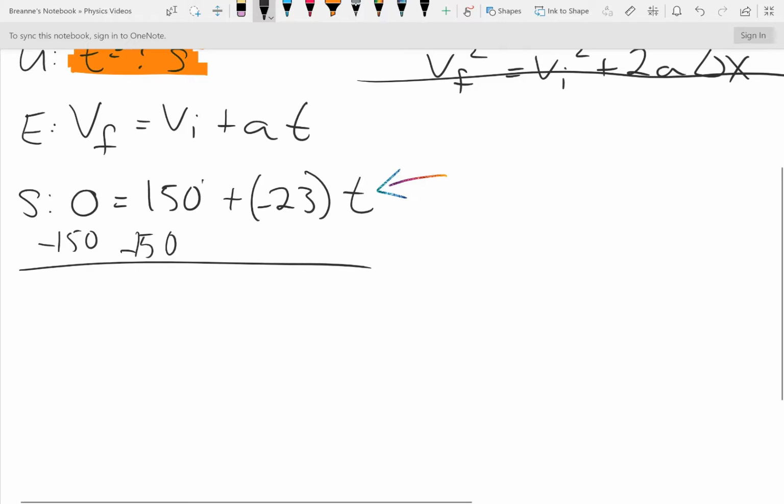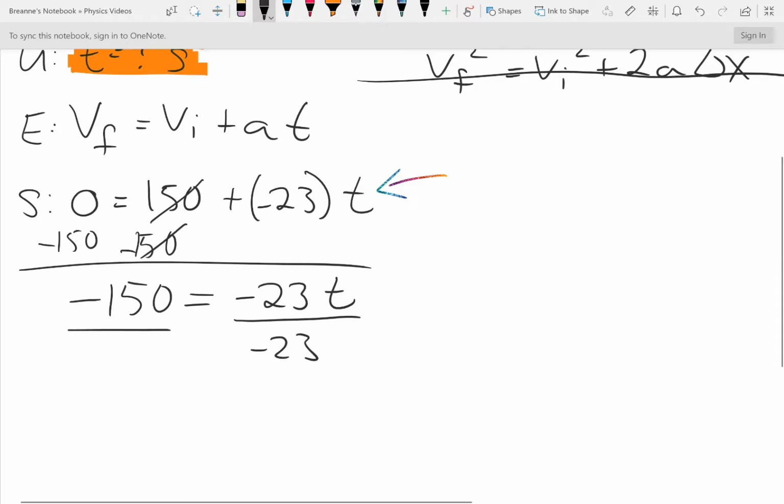So what you do to one side, you've got to do to the other. And you're subtracting because it's a positive number. So we're left with negative 150 equals negative 23 times t. We still want t by itself. So since the negative 23 is being multiplied by t, what's the opposite of multiply? Yep, divide.